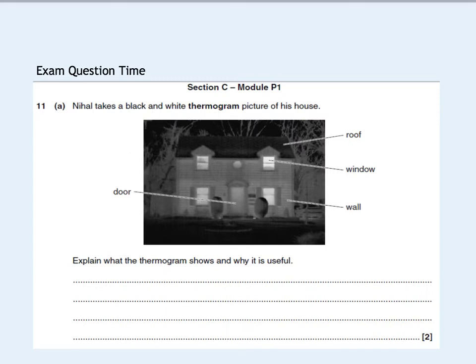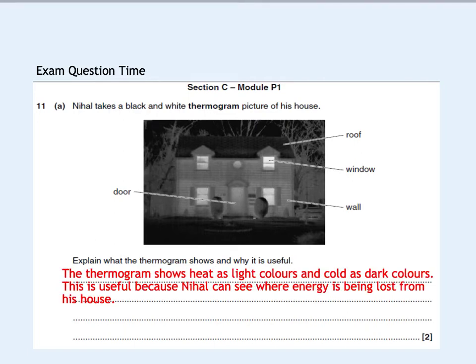Now you've had a chance to think, let's have a look where these 2 marks come from. Right, the first mark is for explaining what the thermogram shows. You see, the thermogram shows heat as light colours and cold as dark colours. So you can see that these windows here are much lighter, so that's where the heat is. The second mark is to explain why a thermogram is useful. So this thermogram is useful because Nihal can see where the energy is being lost from his house. And as I said, in a future revision session we will be talking about insulating houses.